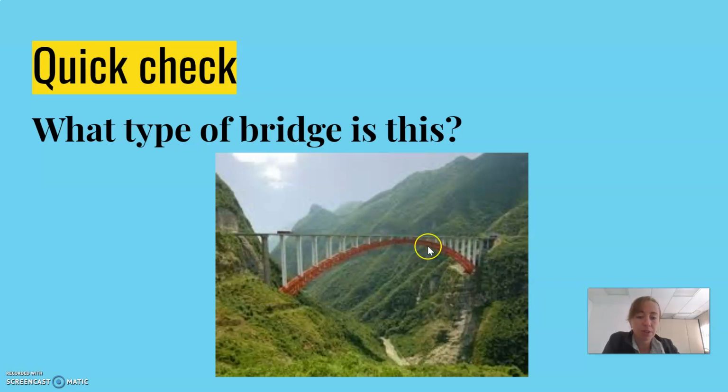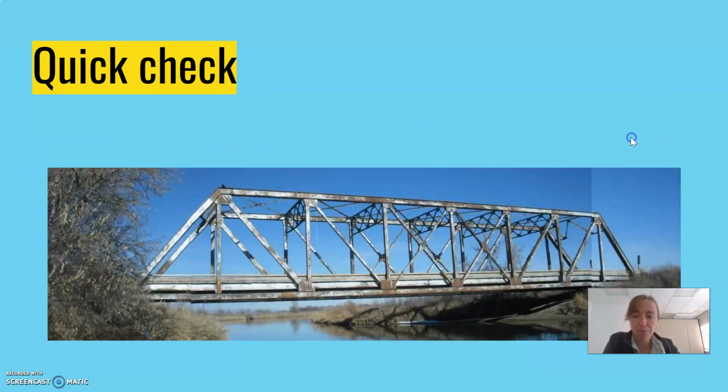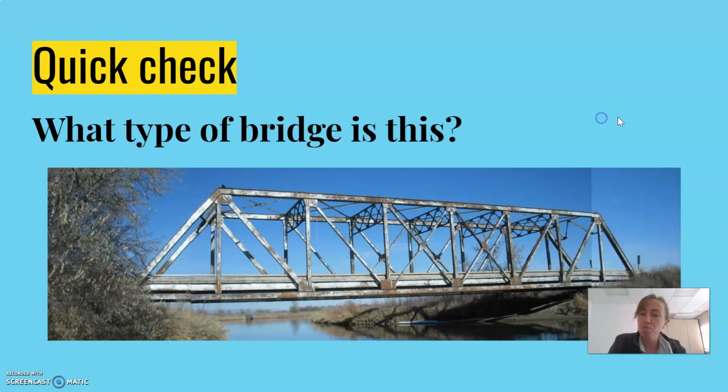Arches are also one of the oldest bridges because they used to be made just fully of stone. So sometimes you won't see gaps in it like this. You'll just see a solid arch, but both of those count as arch bridges. And then you already saw this picture. What type of bridge is this? This is a truss bridge.